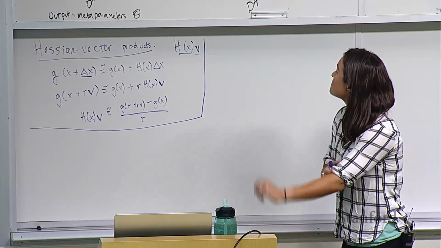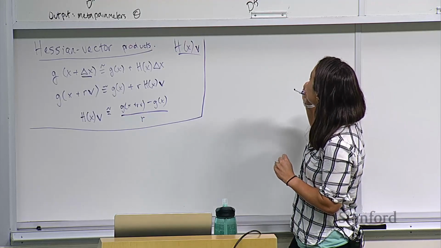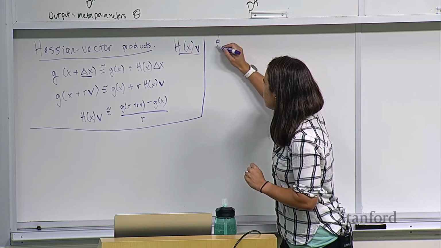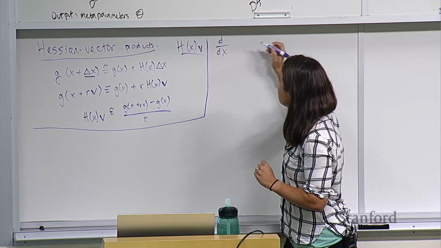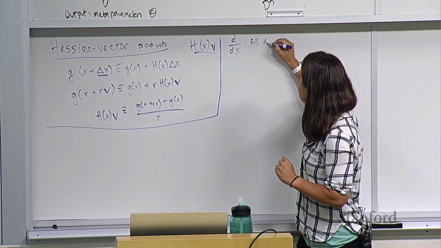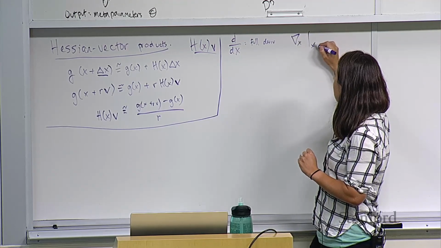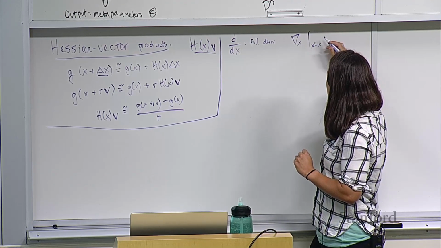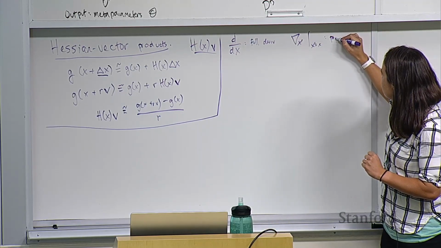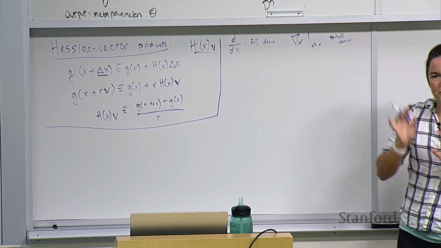For notational purposes, we're going to separately represent partial versus full derivatives. So I'm going to use d/dx to refer to full derivatives, and the gradient of x evaluated at x equals x prime, or x prime equals x, will be a partial derivative. That will help keep our notation straight a little bit.